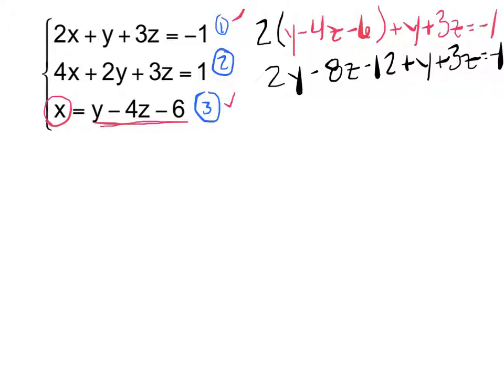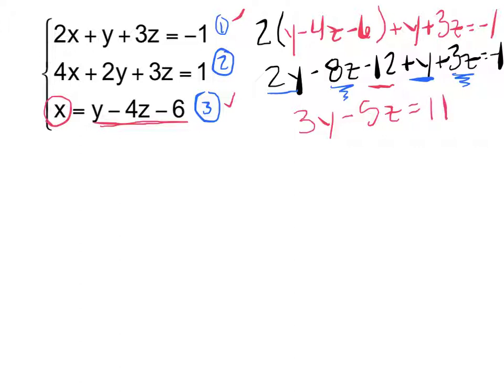Now we can use some of the solving techniques we did before. I'm going to combine like terms, and I'm also going to take care of this negative 12. I'm going to add 12 to both sides and move it to the other side. So that way we end up with a nice equation like 3y minus 5z equals 11.